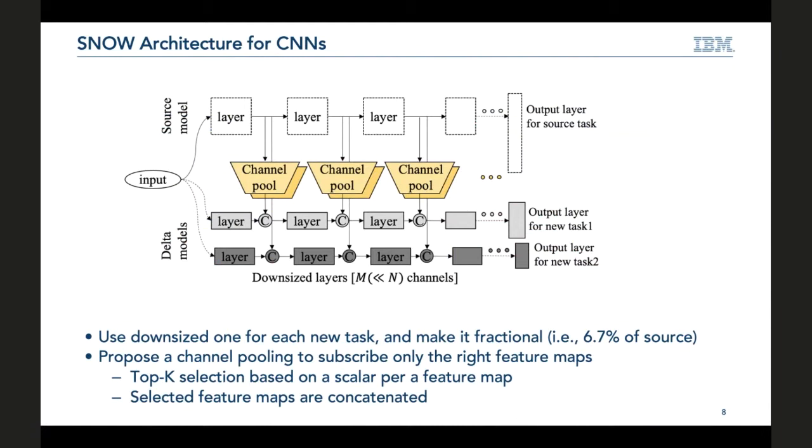From the execution perspective, if you have n number of models, we are going to have a source model always running and generating intermediate features. And then the target models subscribe to those generated features and reuse them along with their own local features to deliver the output. So that's how it is done in SNOW. The next page.